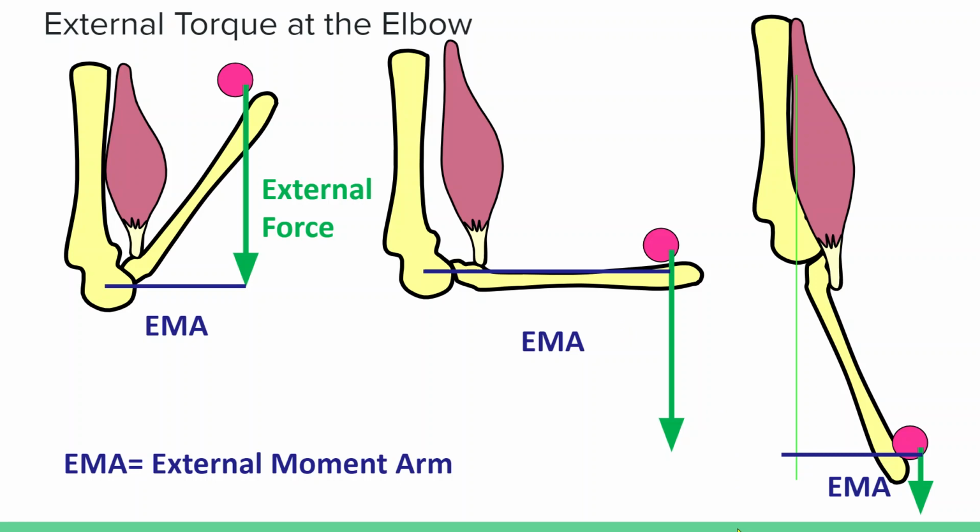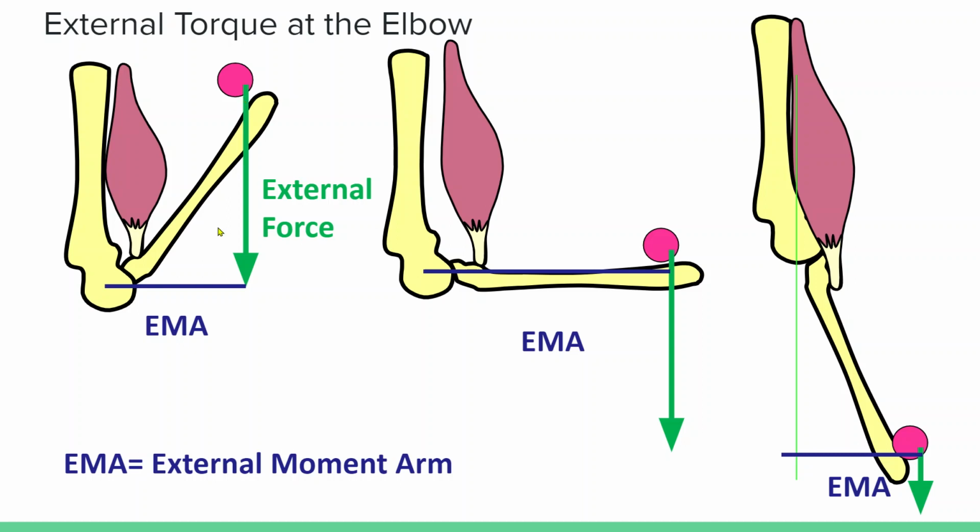All right, so let's focus on external torque. And we're gonna just get some terminology down. Here we're gonna look at the elbow joint. So we have the humerus, we have the ulna, and we have our brachialis actually here, the elbow flexor muscle. So the external force is always acting down due to gravity, and the EMA, which is the external moment arm, is perpendicular to that force.